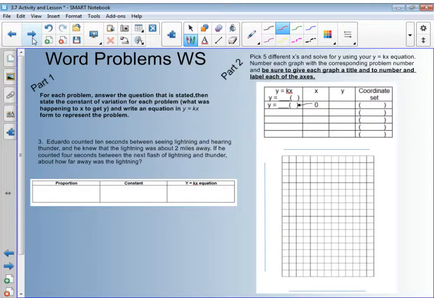So this is the same thing, I just didn't put my y's and my x's in the number 3 like you have. So here I said 10 seconds, this was our y. And then between hearing lightning and thunder, and he knew that lightning was 2 miles away, so this was our x, our 2 miles. Okay, so our y is 10 seconds, so I'm going to do y over x. So 10 seconds over 2 miles.